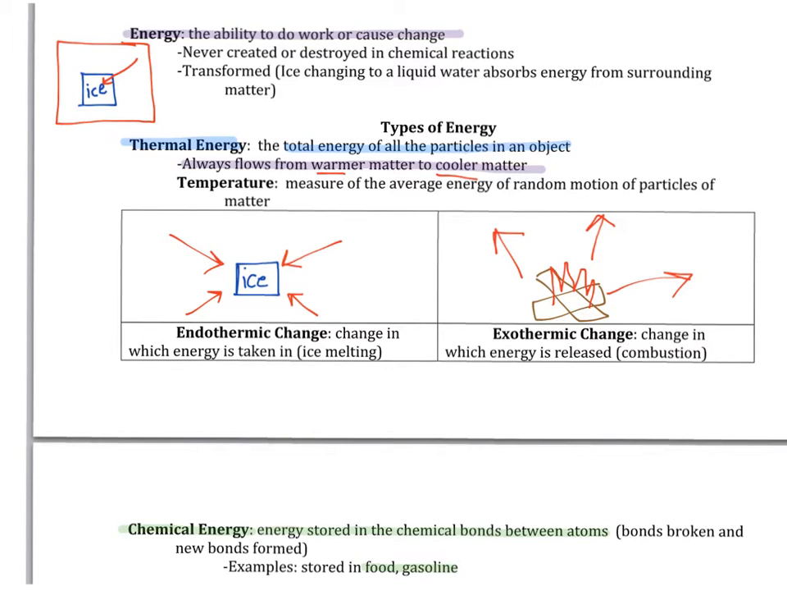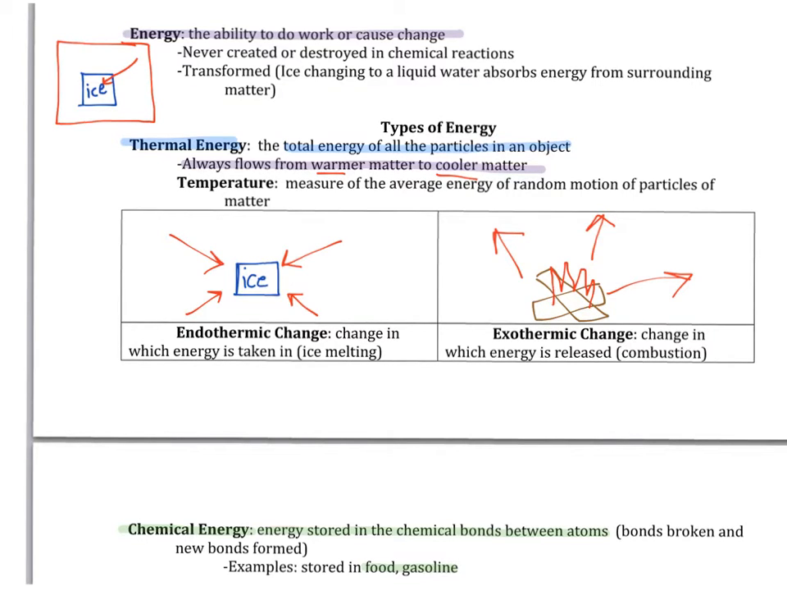Our final lesson in Chapter 2 is all about energy. So, energy is the ability to do work or cause change. It is never created, nor is it ever destroyed in chemical reactions. It is merely transformed. So, for example, ice changing into its liquid water form is through the process of absorbing energy from surrounding matter. There are different types of energy.